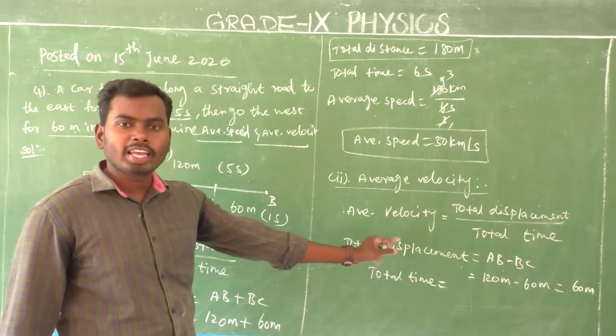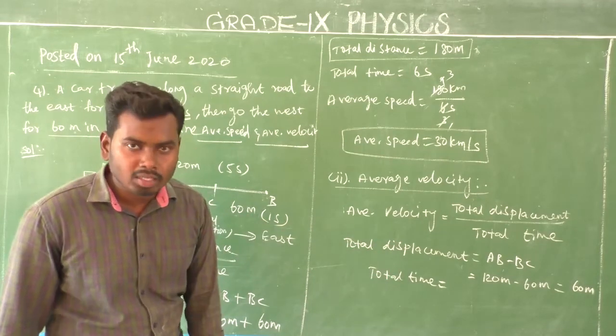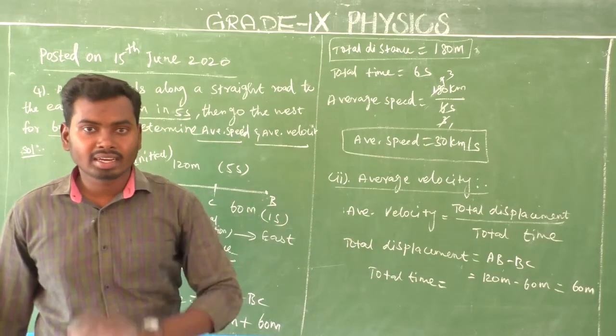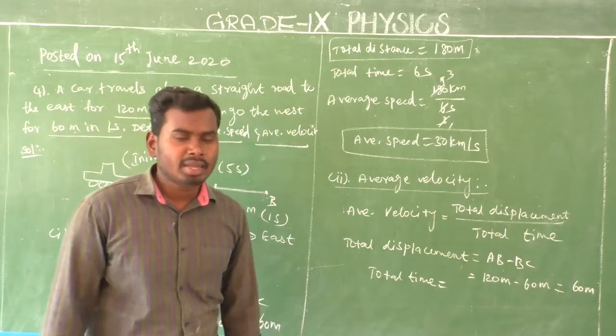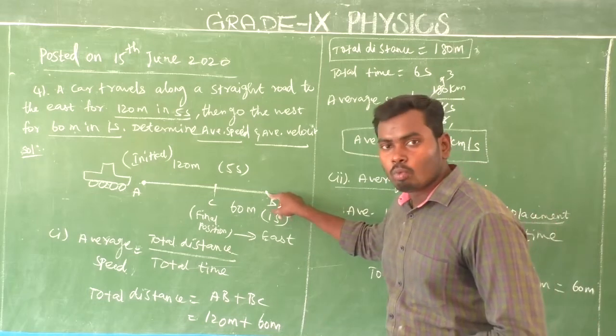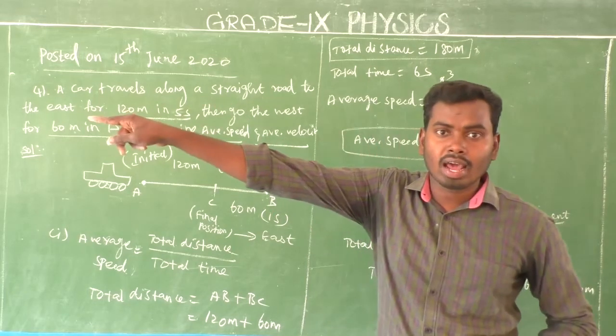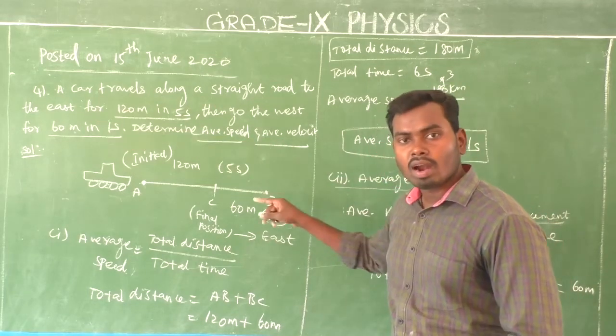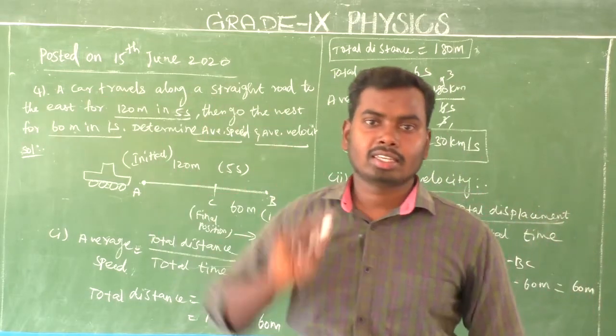So total displacement is 60 meters. Is it clear? Towards what direction, sir? Towards the west direction, because the car again moves back along the same path towards the west. So the direction is towards west. Is it clear?